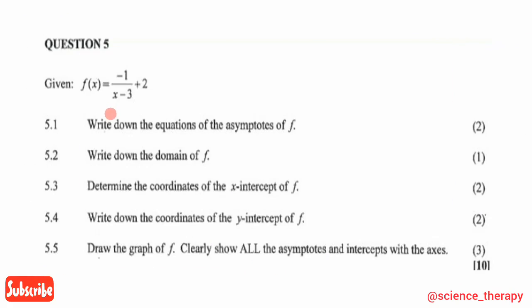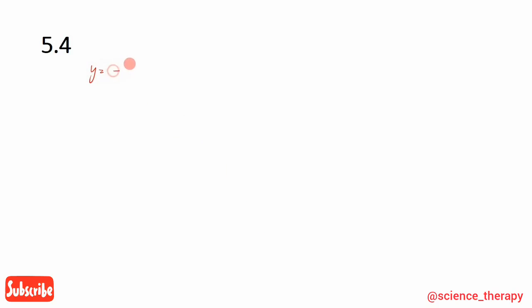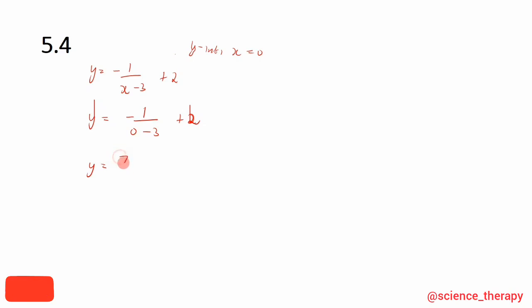5.4 says write down the coordinate of the y-intercept of f. Here, this one is simple, because if we are looking for the y-intercept, we only have to substitute 0 where there is x. So this is y is equal to -1 over x minus 3 plus 2. Where there is x, because I'm looking for the y-intercept, I substitute 0. So this is y is equal to -1 over 0 minus 3 plus 2. If you punch this in your calculator, it should give you 7 over 3. So writing it as a coordinate, that's 0 comma 7 over 3. Remember, this is the coordinates of the y-intercept, x is equal to 0.